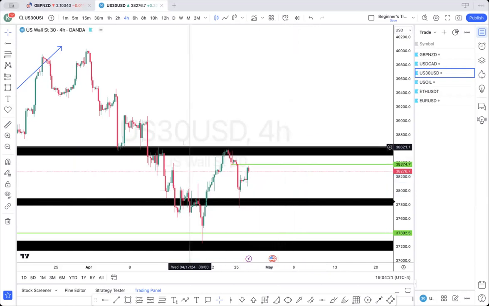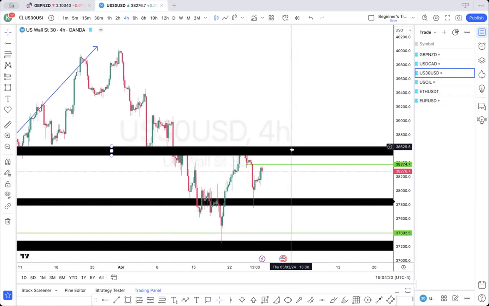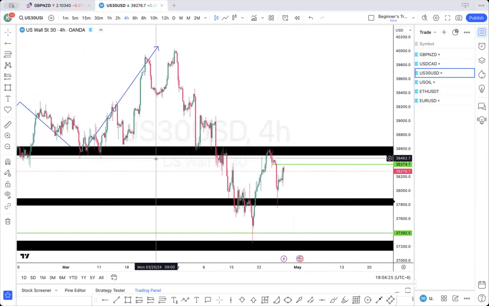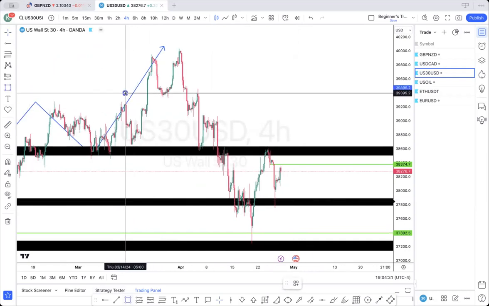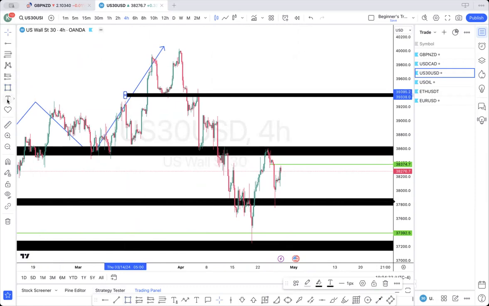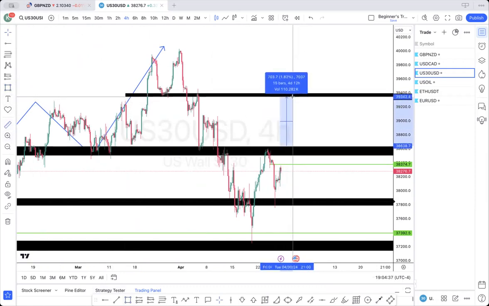Once price breaks above these highs, if I'm trading from zone to zone, one key level to the next key level, the next key level would be here. So I would go from here to here for 700 pips.